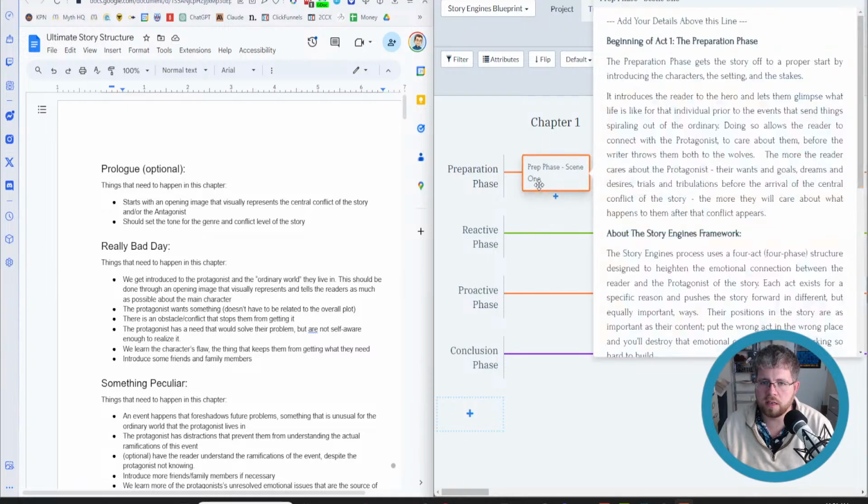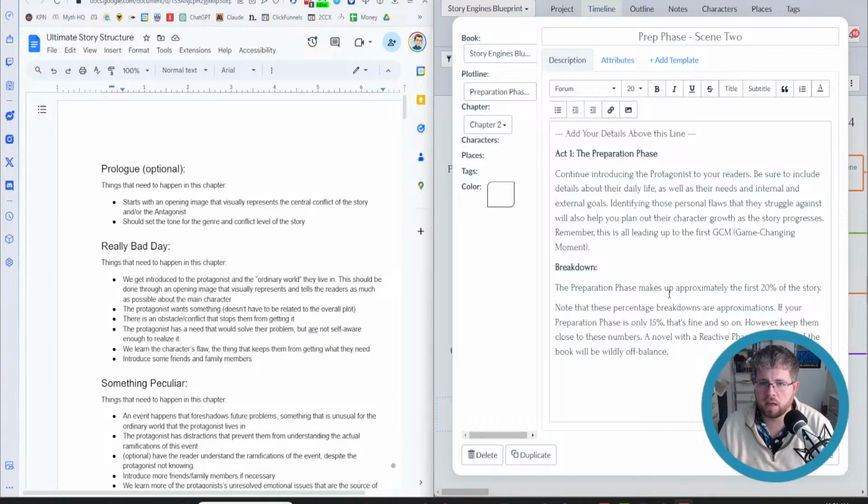Not really what scene 1 is about. What's scene 2 say? Continue introducing the protagonist to your readers. Be sure to include details about their daily life as well as their needs and internal and external goals. Identifying those personal flaws that they struggle against will also help you plan out their character growth as the story progresses. Remember, this is all leading up to the first game-changing moment.